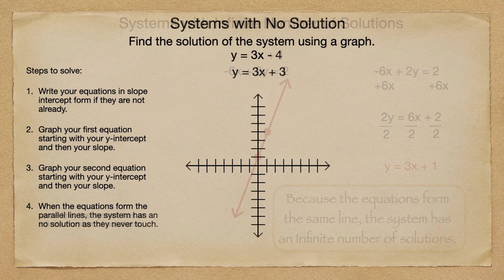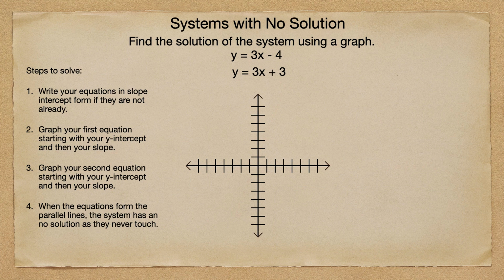Let's take a look at when a system has no solution. Here, they both are in slope-intercept form, so we can go ahead and begin by graphing. Our y-intercept is negative 4, and our slope is 3, so we're going to graph at negative 4 on the y-axis and go up 3 and over 1. For our second equation, we're going to have a y-intercept of 3, and then we're going to rise 3 and run 1.